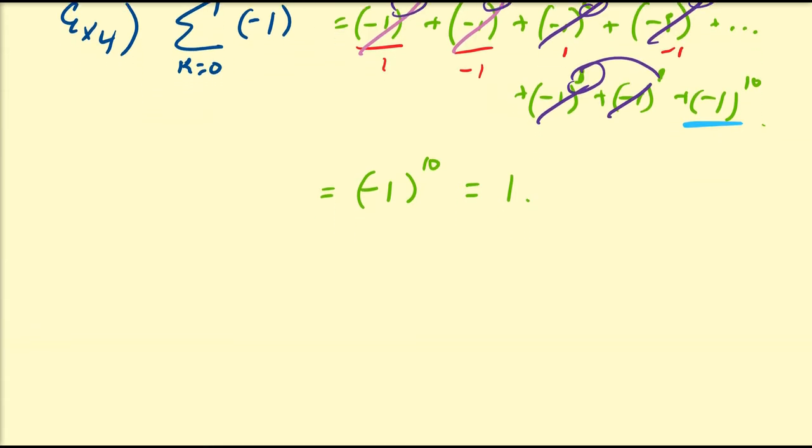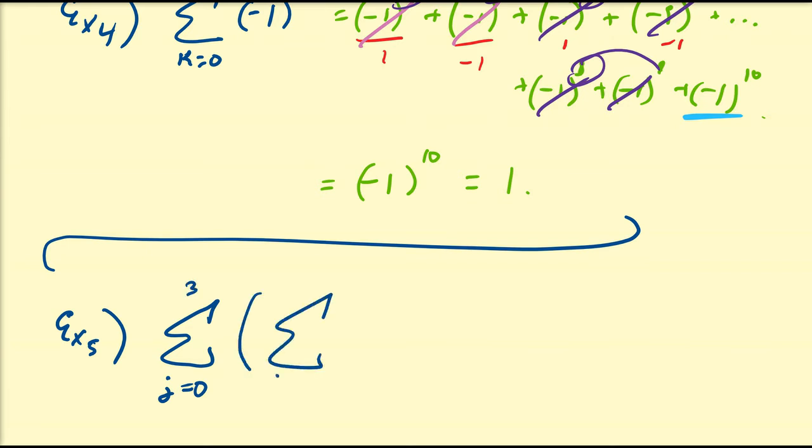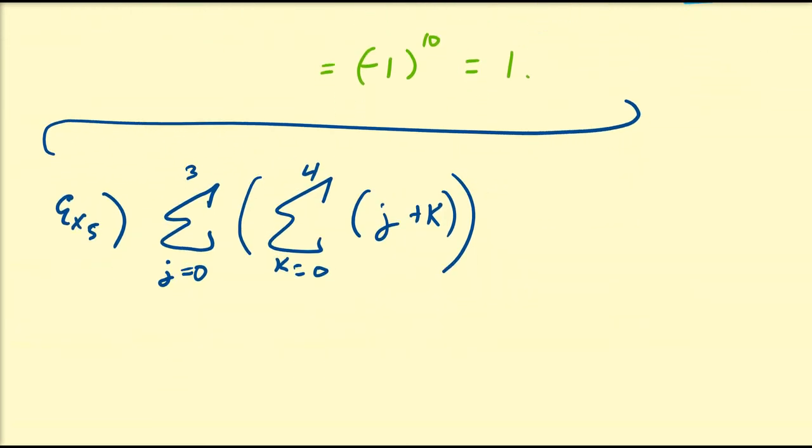So now let's work with a little bit more of a complicated representation. Let's look at a double sum. The sum from j equals 0 to 3 of the sum from k equals 0 to 4, and the expression we're going to sum over is j plus k. Some people will not write these parentheses, but I'm just writing them here for clarity.